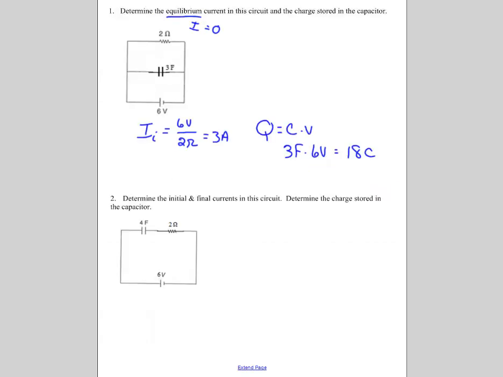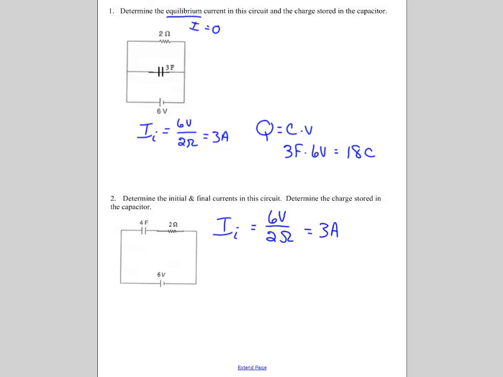For number 2, we want to determine the initial and final currents in the circuit. We want to determine the charge stored in the capacitor. So basically the same thing. Again, the initial current is simply the current through the resistor, and I'm going to find that by taking the voltage divided by the resistance, and guess what? It's the same 3 amps.